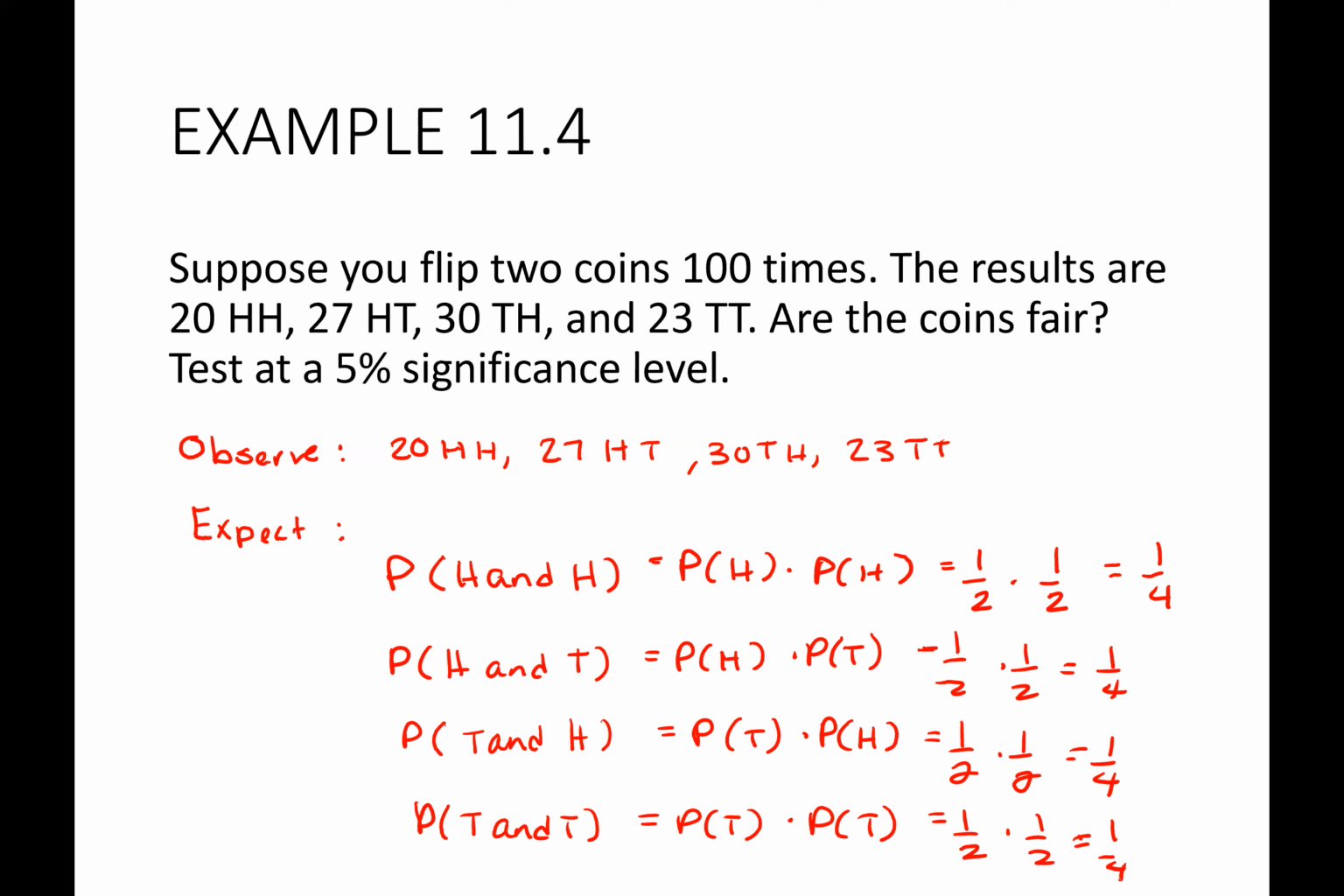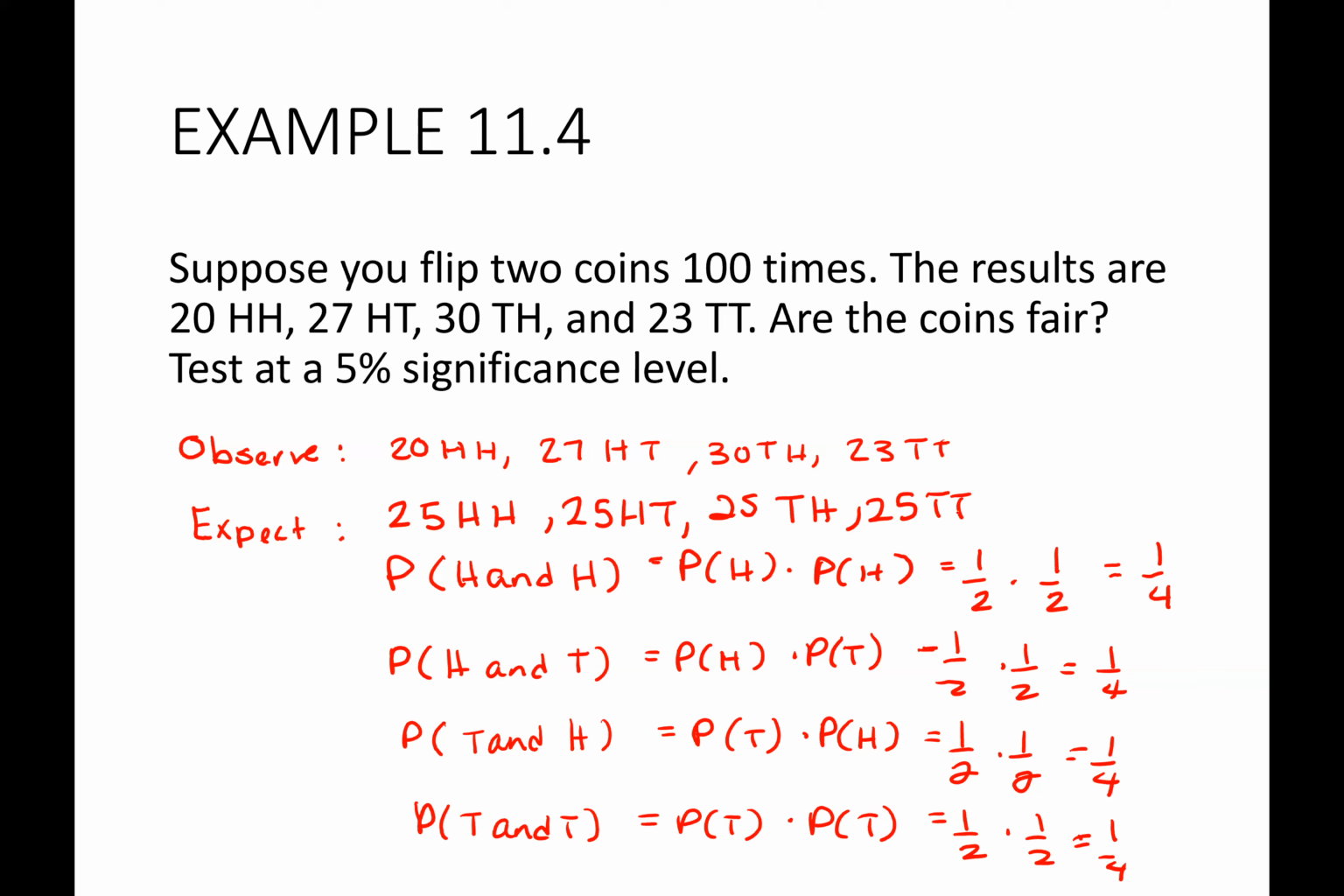So if you flip the coins 100 times, you would expect 1/4 of them to be head-heads. So you would expect 25 would be head-heads. You would expect 1/4 of them to be head-tails. You would expect theoretically that 25 of them would be tail-heads and 25 of them would be tail-tails. So that's what you would expect to see theoretically if the coins are balanced.